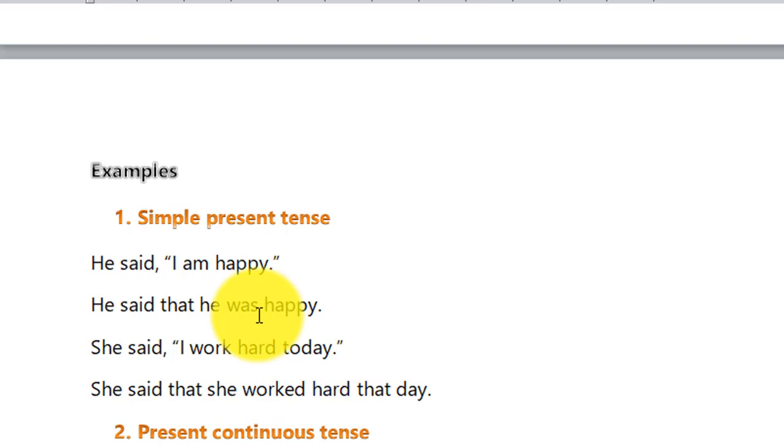So the speaker changes, and the tense changes: simple present becomes simple past. So this one is reported speech or indirect speech, but the first one is direct speech. Second example: She said, "I work hard today."